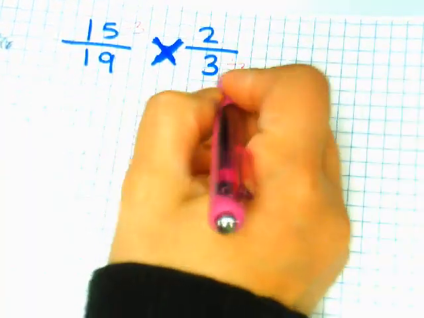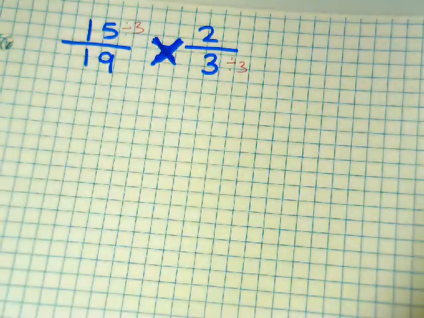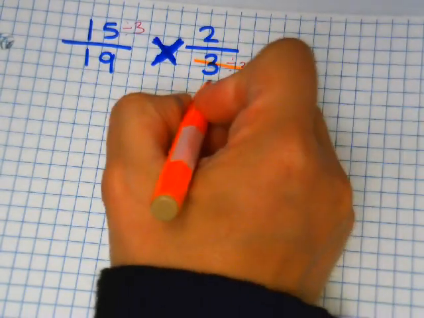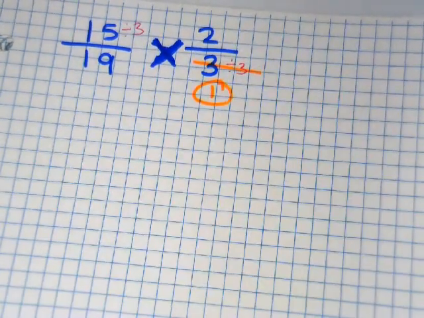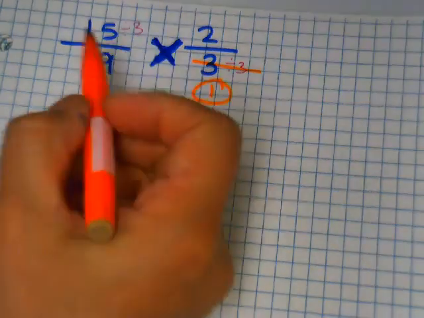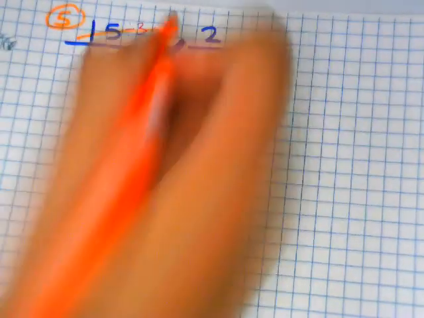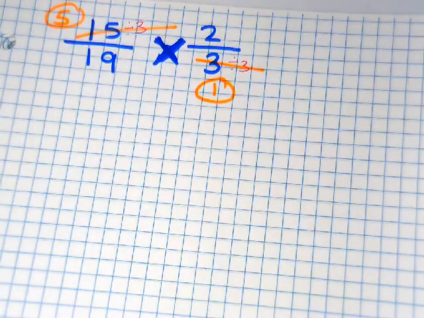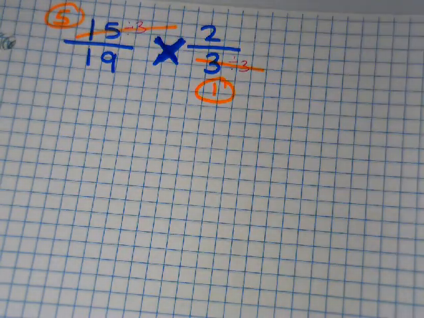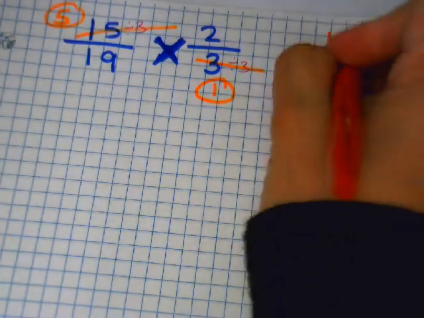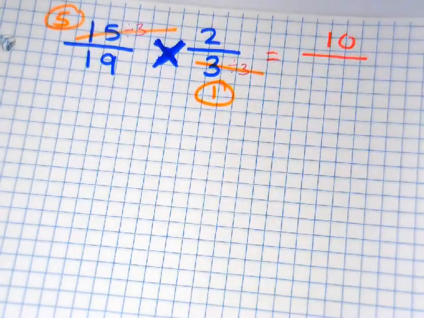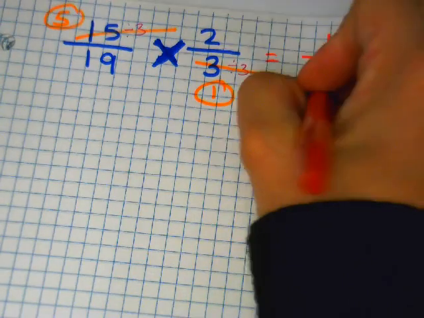What's 3 divided by 3? 1. So that gets turned into a 1. I no longer have the 3. What's 15 divided by 3? 5. I no longer have the 15. So now what's 5 times 2? 10. What's 19 times 1? And you're done.